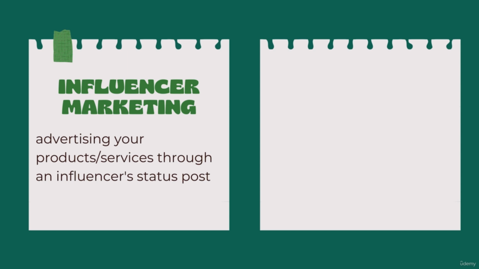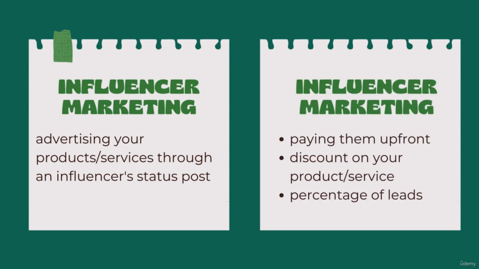Advertising with these WhatsApp influencers, you could pay them upfront for a post on their WhatsApp status, depending on the number of status pages you want. You can pay them with money. You can also pay them by giving them a discount on a product or service that you render, or by giving them a product or service that you render for free. You can also pay them by a percentage of leads they get. Anybody that purchases a product that you sell or a service that you render through them, they get a percentage per purchase.